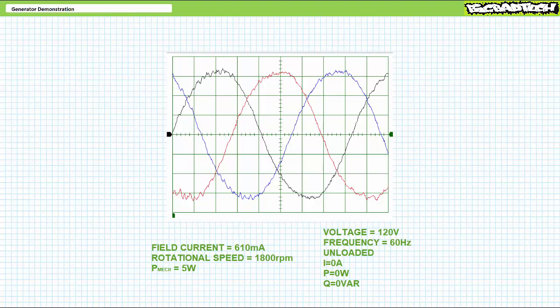Good luck with that. You'll note in this unloaded state the prime mover exerts a token amount of mechanical power, on the order of roughly 5 watts, just to overcome friction. In this unloaded state, the load draws no current and consumes no real nor any reactive power. Let's put the system to work.